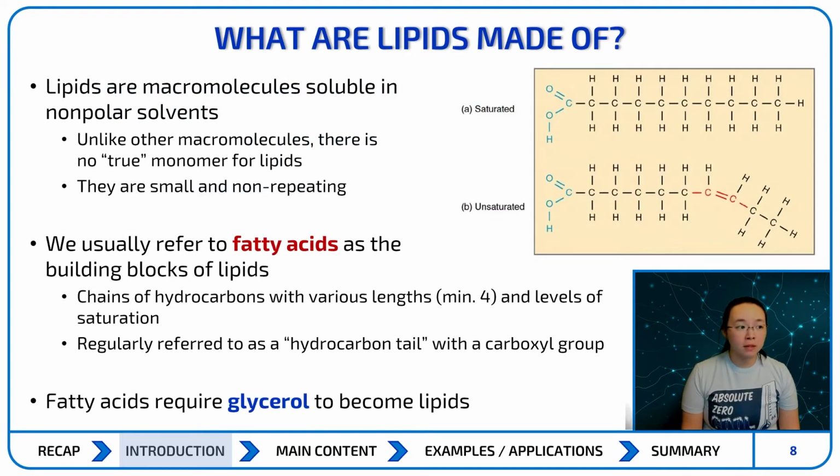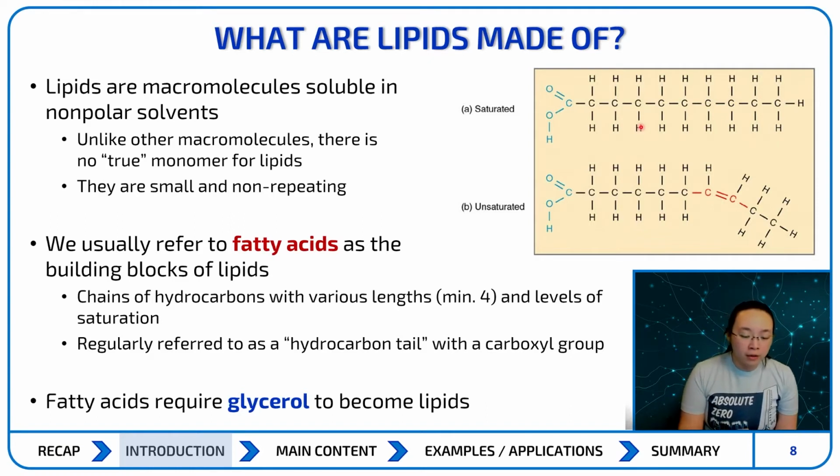So what are lipids made of? Lipids are macromolecules that are soluble in nonpolar solvents. So both of them are nonpolar and they're going to like each other. Unlike other macromolecules, there really is no true monomer for lipids. It's not like amino acids for proteins and nucleotides for nucleic acids. Lipids are made up of many small and non-repeating components. So we usually refer to fatty acids as the main building block of lipids, but we have to define what fatty acids are first. A fatty acid, the example is here, and there's two types.